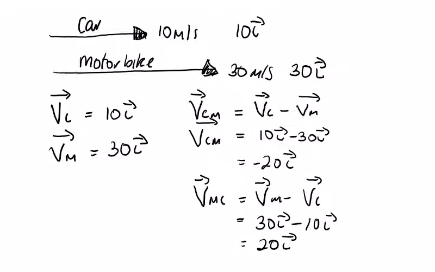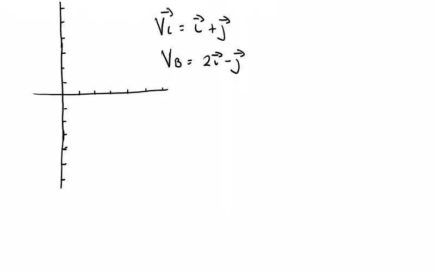These are just single vectors in the I direction. Let's have a look at vectors in the I and j direction. In this example, we'll do a car and a bus this time, but it doesn't matter what they are. The velocity of the car is I plus j. Say after 1 hour, the car is here. And the velocity of the bus is 2I minus j. After 1 hour, the bus is down here. So they're moving in different directions.